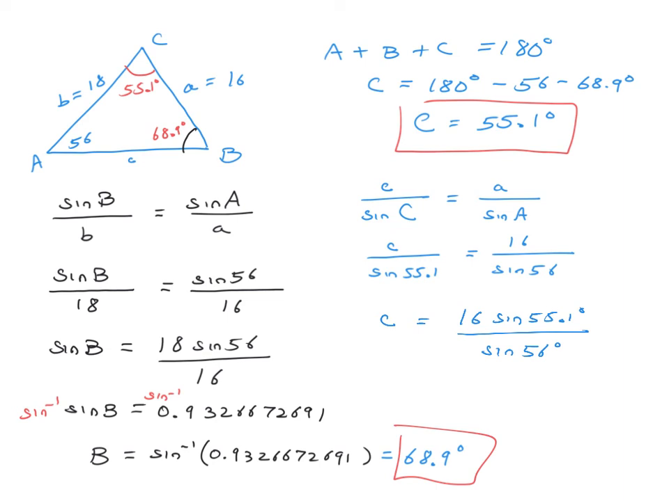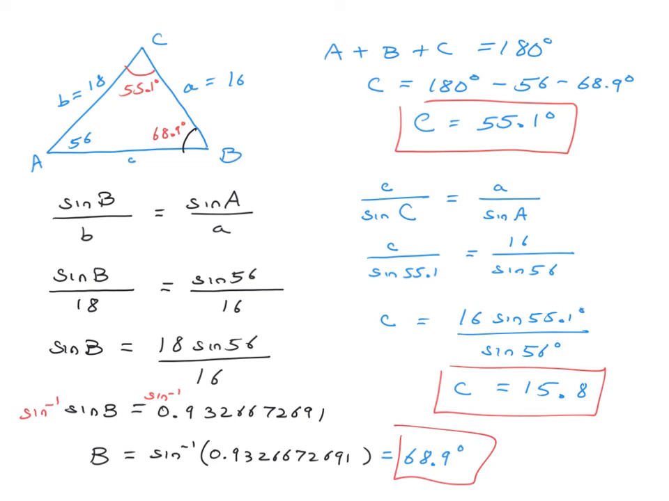Go to my calculator. Sine of 56. Okay, C is equal to 15.8 if I round to the nearest tenth. But that's it. I know everything about this triangle in terms of the angles and sides.